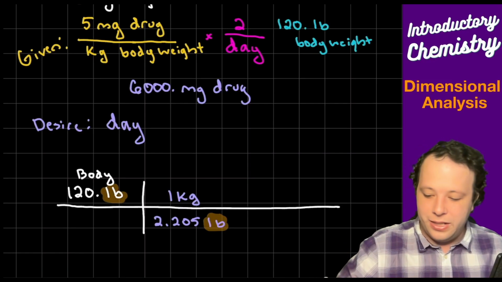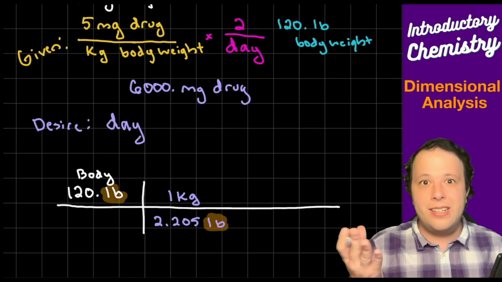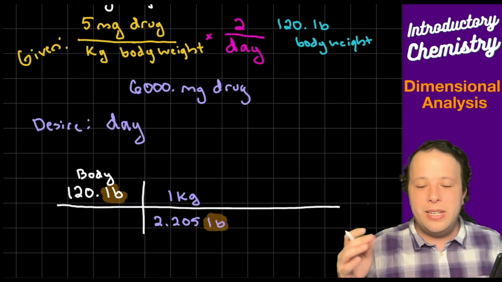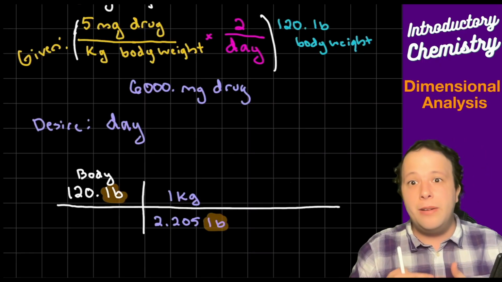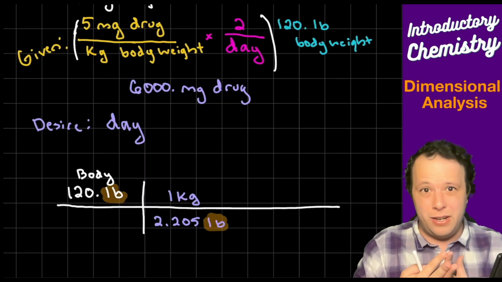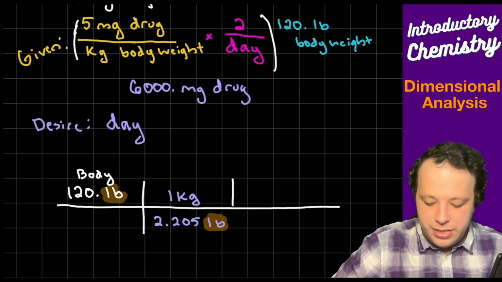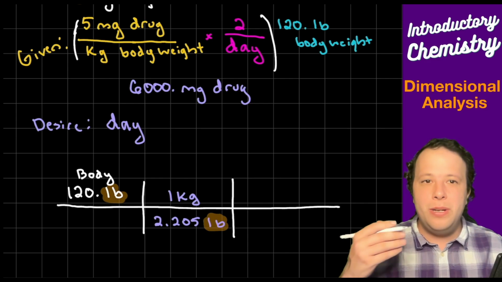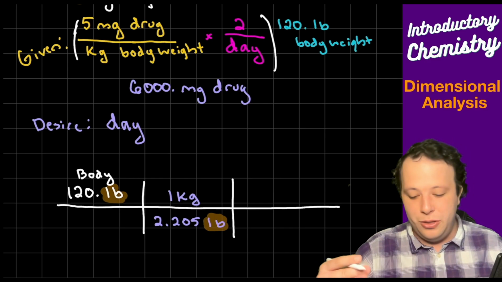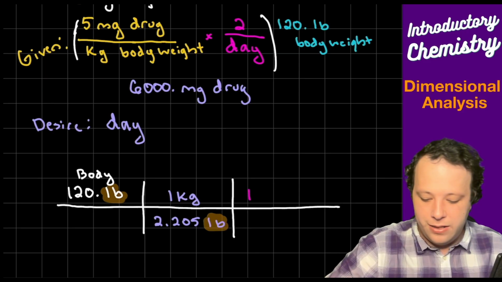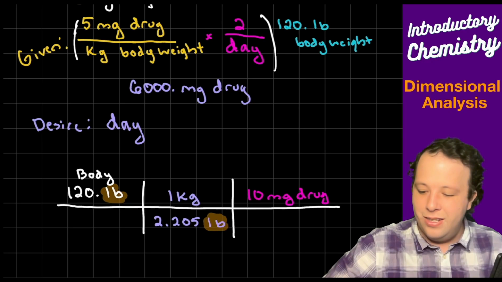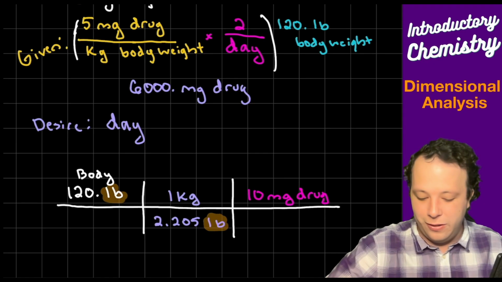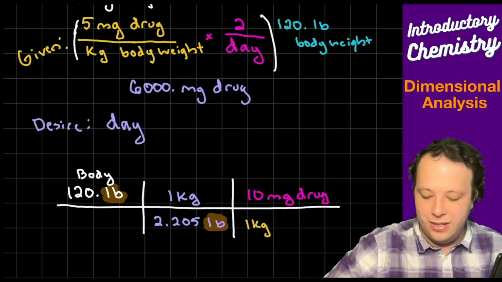The next thing that we're going to do is use that big conversion term, which, when we combine this, we can figure out how much drug we are taking per day per kilogram. So let's combine that all together. If I take 5 milligrams times 2, that tells us we're taking 10 milligrams of the drug for every 1 kilogram of body weight per day.